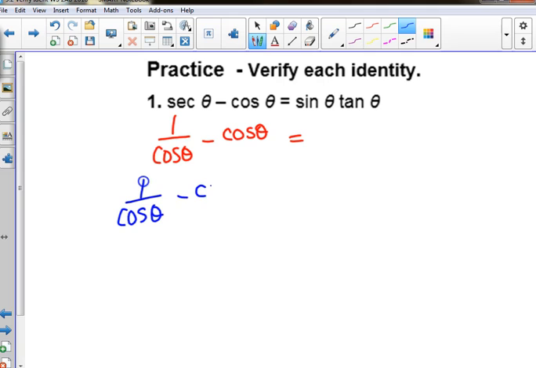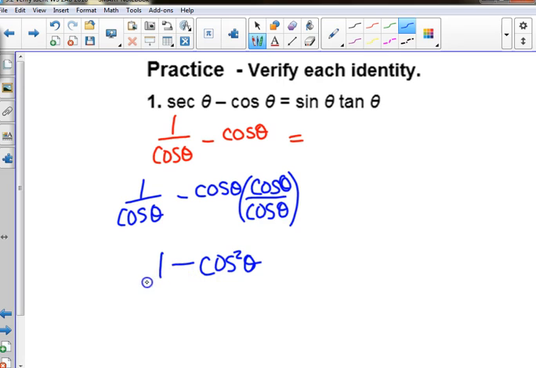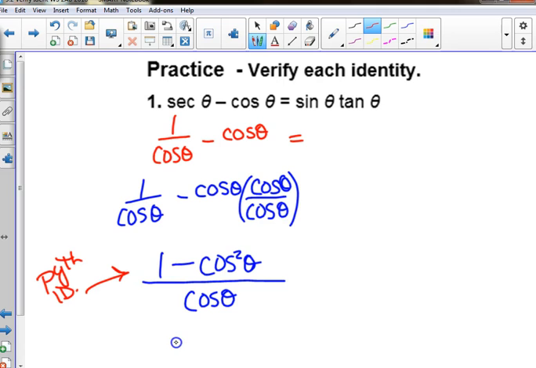But you need to show me that to make this have a common denominator, I'm going to multiply by cosine over cosine, which is going to give me what? 1 minus cosine squared, and the denominator is just cosine. You can show me that I've combined those into a single fraction. I'm okay with that. Everybody good? Now what? This is a Pythagorean identity, right? One minus cosine squared is sine squared.